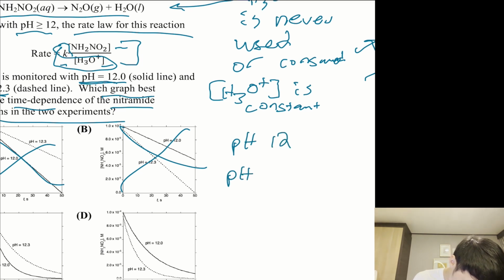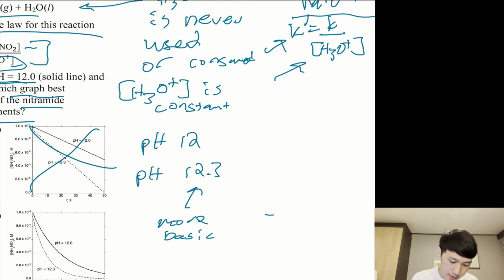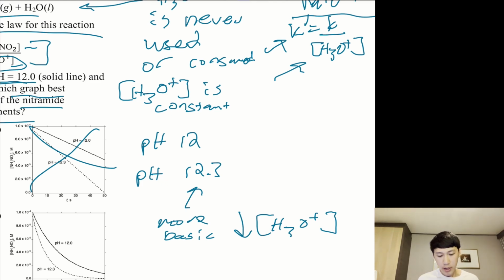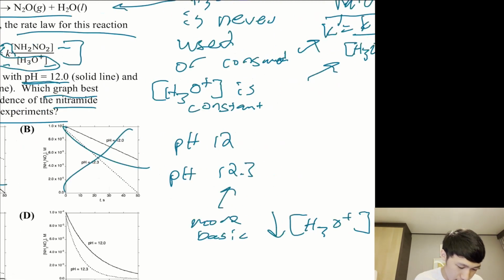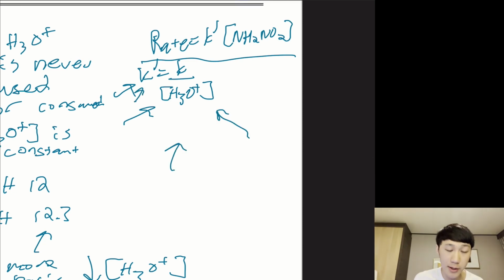At pH equals 12.3, this is going to be more basic. And what does more basic mean? It means the concentration of H3O plus is lower, right? We're going to lower the concentration of H3O plus. And if the concentration of H3O plus is lower, we can imagine that our pseudo rate constant K prime is actually going to be higher because H3O plus is in the denominator, and if we decrease the denominator, K prime is going to go up.